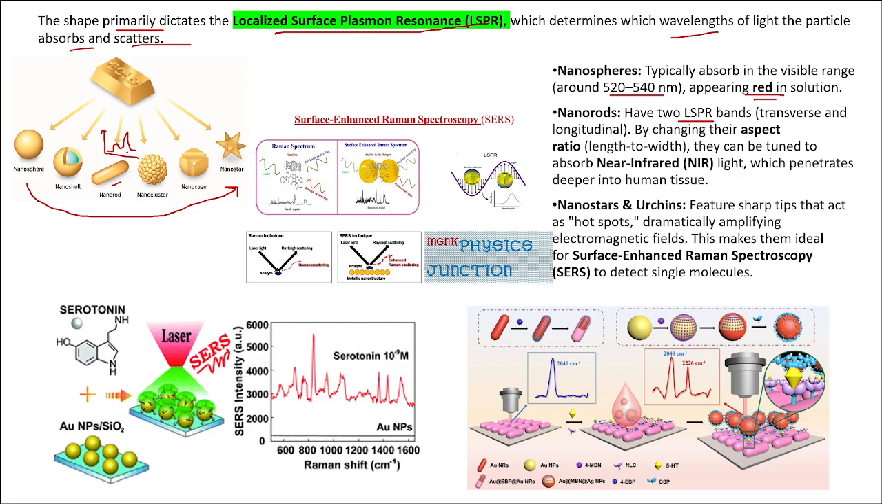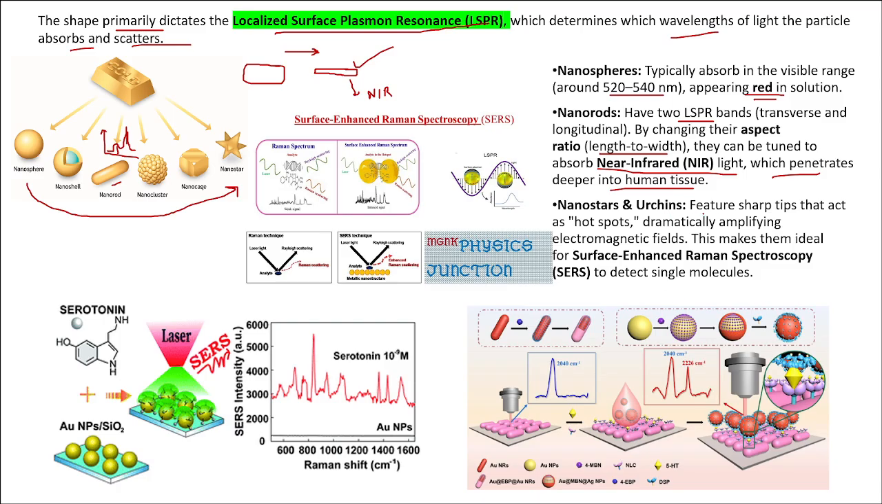Nanorods have two LSPR bands. I showed you two different localized surface plasmon resonance bands. By changing their aspect ratio, length to width, they can be tuned to absorb NIR light, which penetrates deeper into human tissue. One thing is that these gold nanorods can be tuned. You can synthesize a rod like this, but by tuning the properties, you can also synthesize a rod like this. These ones with longer aspect ratio can absorb light in the NIR region as well. So you can modulate the absorption wavelength by carefully tuning the optical properties of these gold nanomaterials.